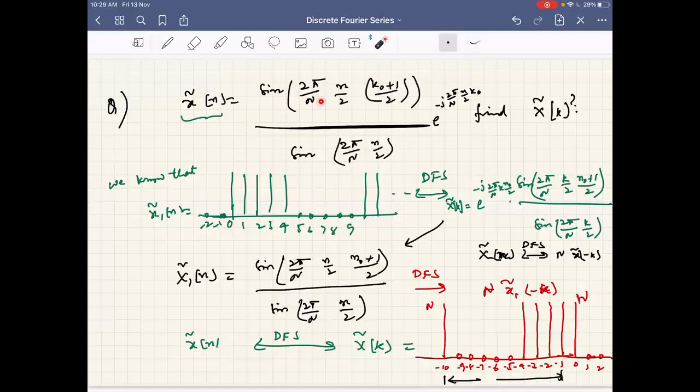Okay, and we want to find x tilde of k. We started with this, which we have already discussed, and then we made a change of variables to answer this question. If this is the x tilde of n, what is x tilde of k? And it comes like this. And please note that this is periodic.